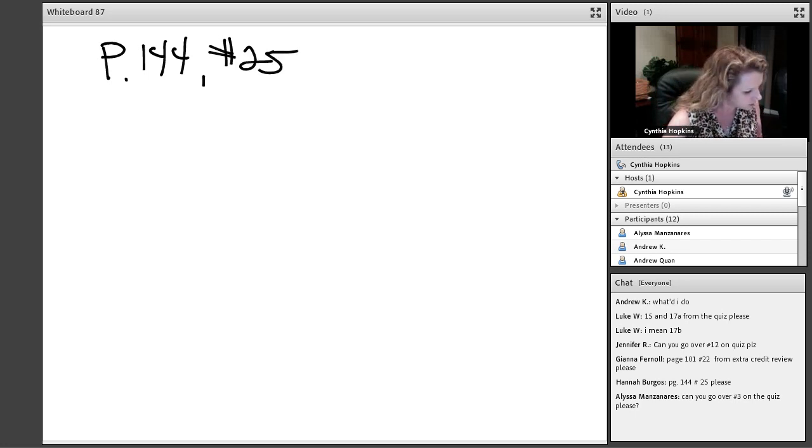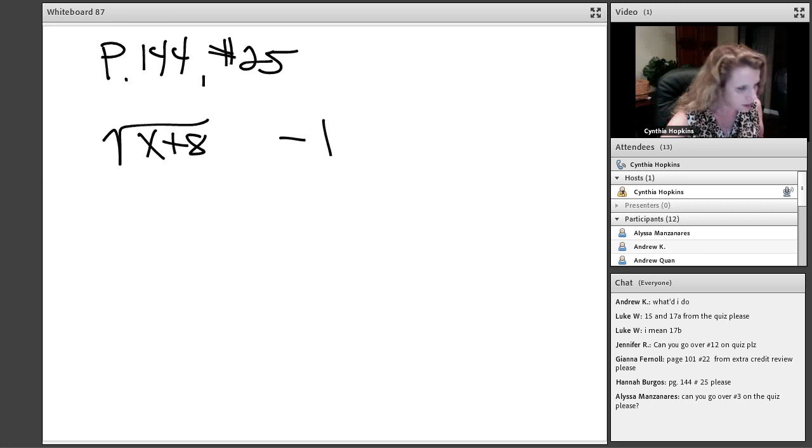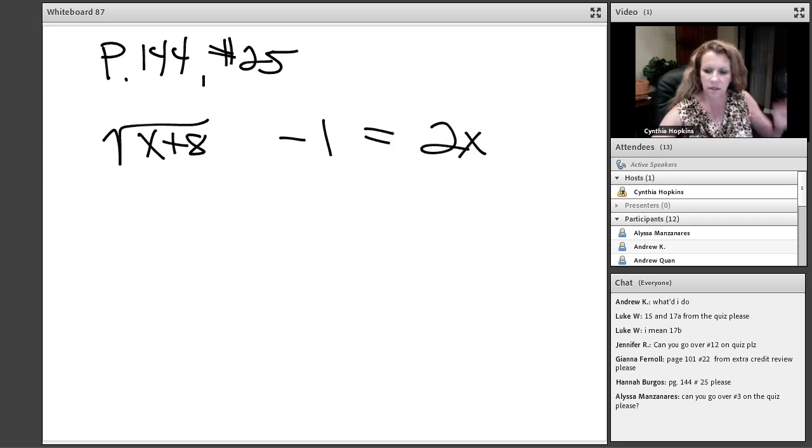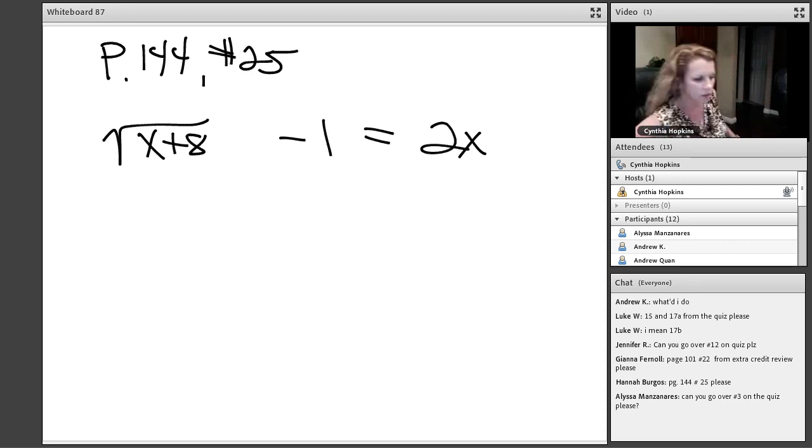All right, this equation says the square root of x plus 8, and then outside of the square root minus 1 equals 2x. Hold on just a second. I'm going to turn on my fan.